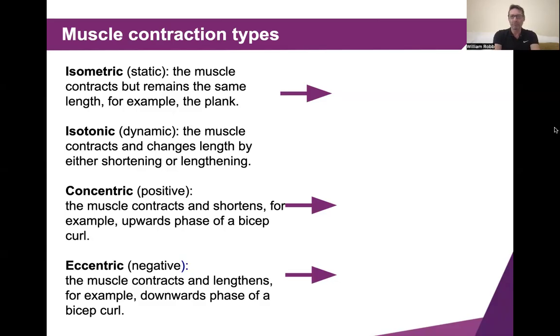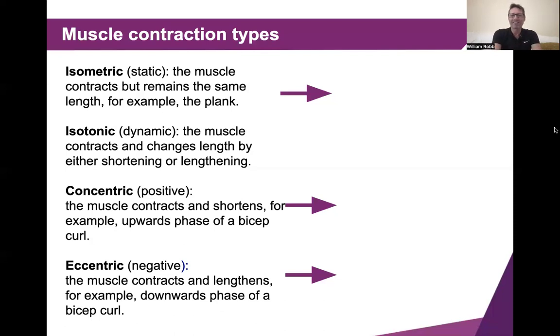Isotonic is a dynamic movement. The muscle contracts and changes length by either shortening or lengthening. So elbow flexion, elbow extension, flexion, extension. The joint is in movement, therefore it is dynamic, therefore it is isotonic. Concentric, the muscle contracts and shortens. So in elbow flexion, the bicep will contract concentrically. The muscle contracts and shortens, for example, the upward phase of a bicep curl. Concentric, the bicep will get smaller.